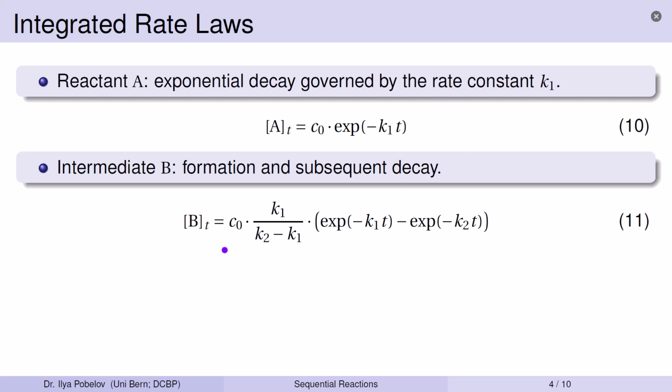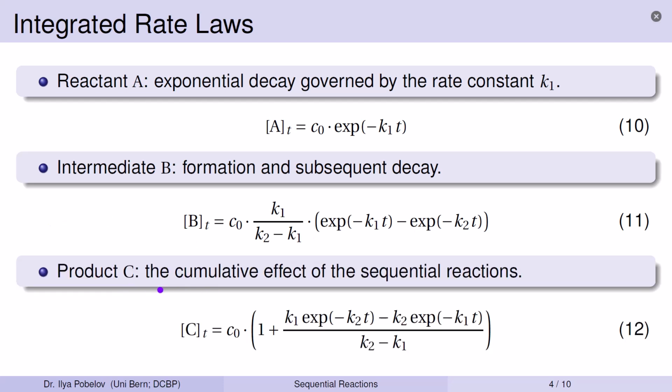For the intermediate B, the concentration at time t can be determined by solving the differential equation with the initial condition that B is initially absent. The resulting expression is shown here. This equation captures the dynamics of B's formation and subsequent decay influenced by both rate constants K1 and K2.